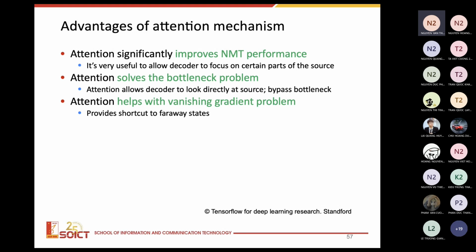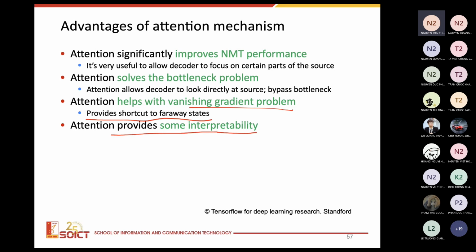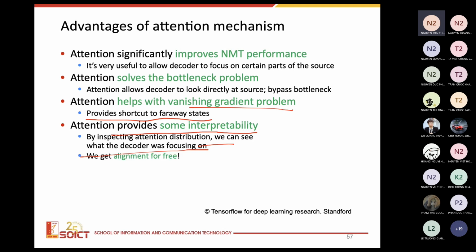Attention helps with the vanishing gradient problem. Now we have the connection from the decoder to the encoder, so we provide shortcuts to faraway states, right? And the attention also provides some interpretability. By inspecting the attention distribution, we can see what the decoder was focusing on when it decoded the token of a specific step. And then from that, we get the alignment for free, right?